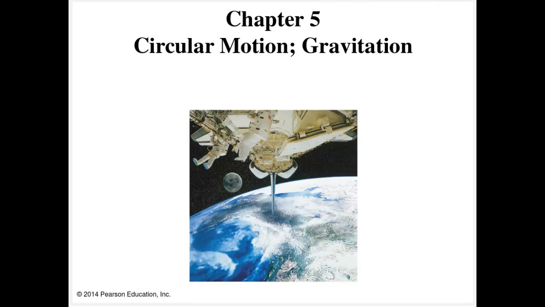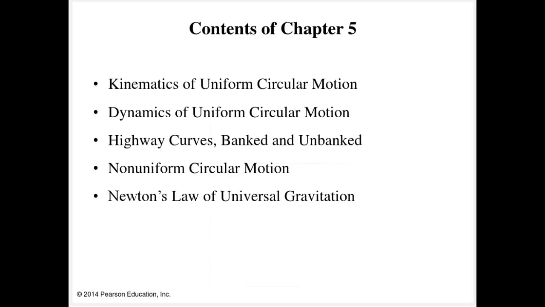Okay, this is chapter 5. We're going to talk about circular motion and gravitation. And we're going to talk about uniform circular motion, both the kinematics of it as well as the dynamics of uniform circular motion, objects that are moving in circles. We're then going to talk about highway curves, which can be either banked or unbanked. I'll talk very briefly about non-uniform circular motion and Newton's universal law of gravitation.